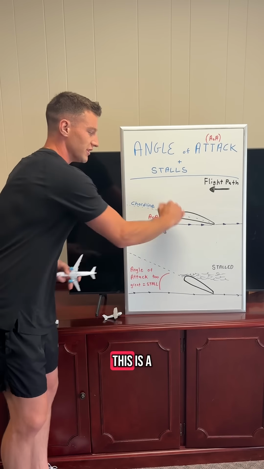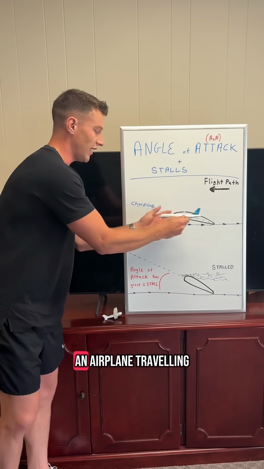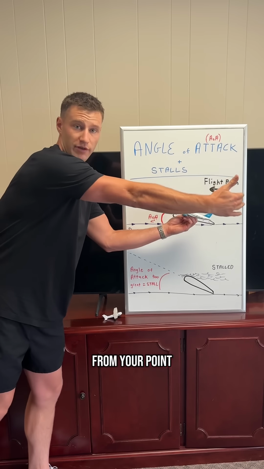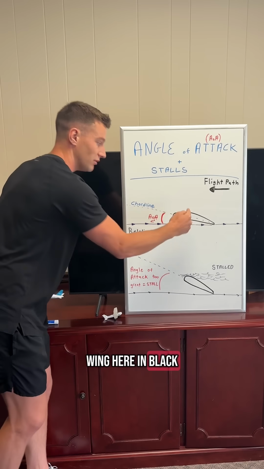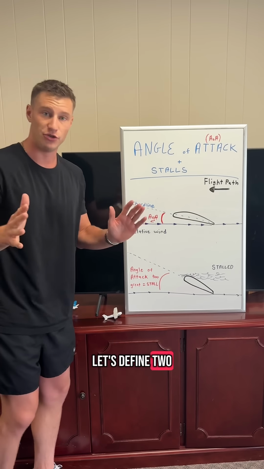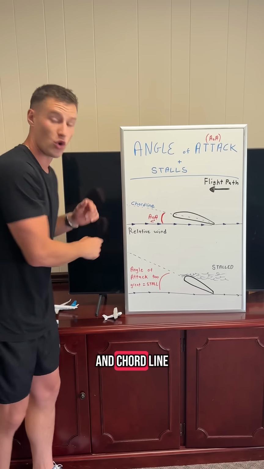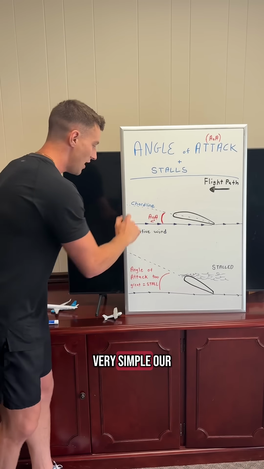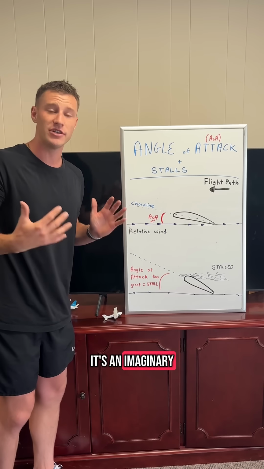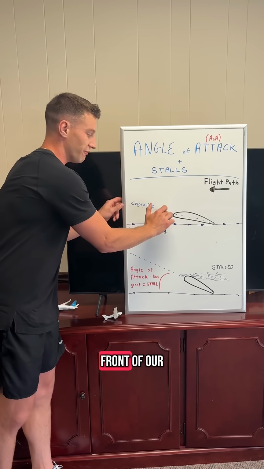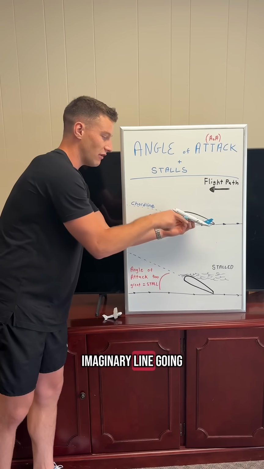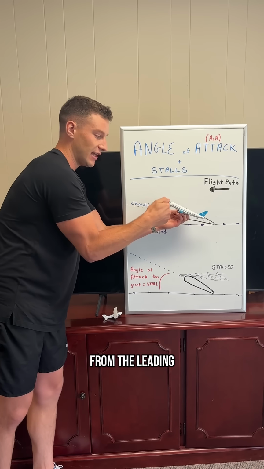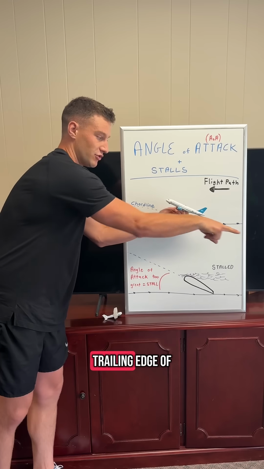As I just showed you, this is a side view of an airplane traveling from your point of view from right to left. You are looking at the cross section of the wing here in black. Let's define two terms, relative wind and chord line. Very simple. Our chord line is an imaginary line from the front of our wing out the back. It's just an imaginary line going from the leading edge, or the front end, and out the trailing edge of the wing.